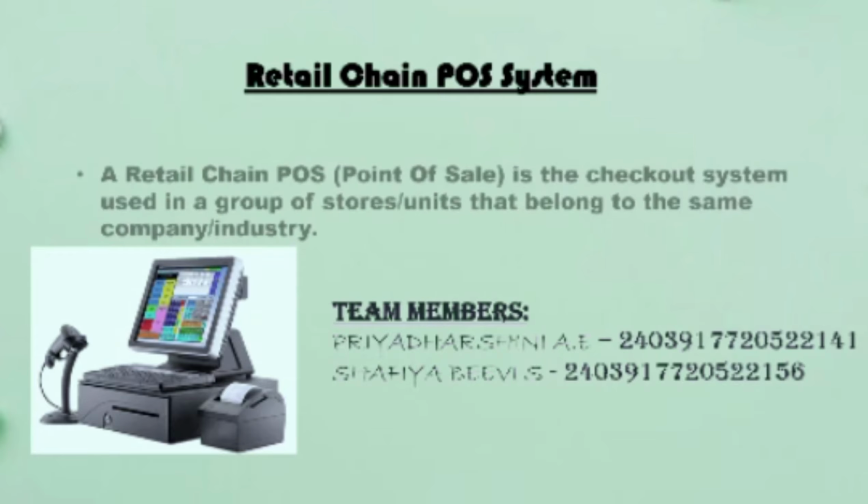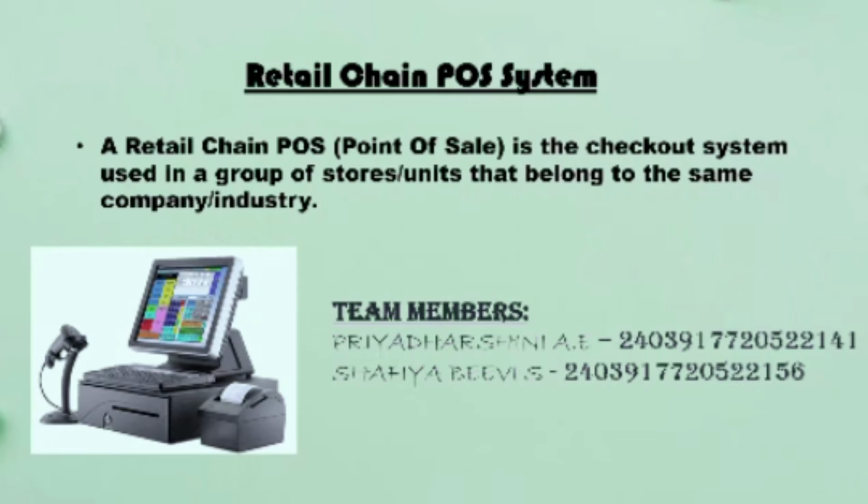A retail chain is a group of stores or units which sell the same products and interact with customers directly, with the same brand name, and are owned by the same company or industry. Basically, the branches of a big company or industry are called its retail chain. And POS means point of sale. So together, a retail chain POS is the checkout system used in a group of stores or units that belong to the same company or industry.